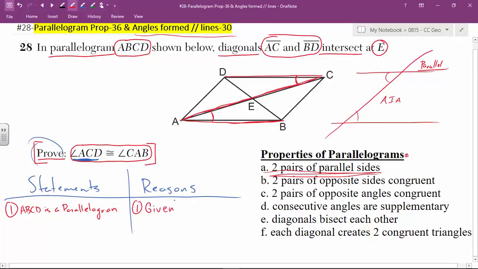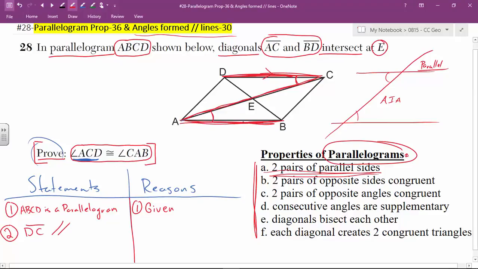It was given. Now that we know we have that shape, all of these facts are unlocked. So if you want to use one of them, you've got to make that statement. The one we want to use is the first one. We want to say we have some parallel sides, and the sides we're interested in is this one on top. We want to say that side DC is parallel to side AB. Why are we allowed to say that? Because that's a property of parallelogram.